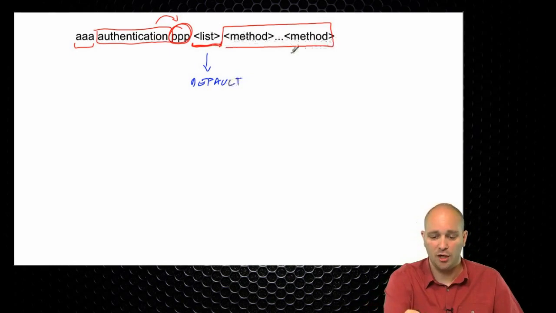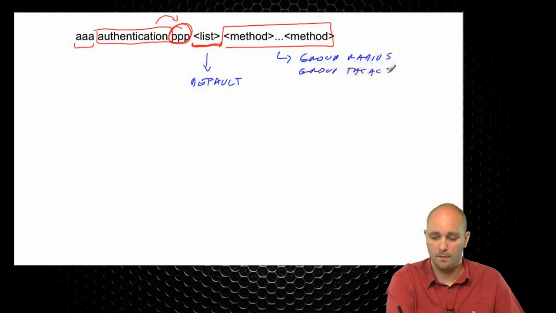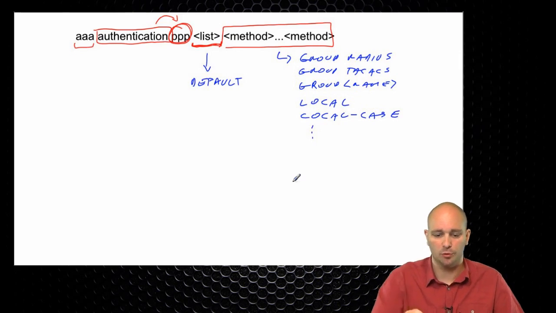And method here can be different things. It can be group radius. It can be group tacacs+. It can be group and then your own name, and this is something that I will talk about a little bit later. It can be local or it can be local-case. Now, there are a couple of others, but these are the most important ones.